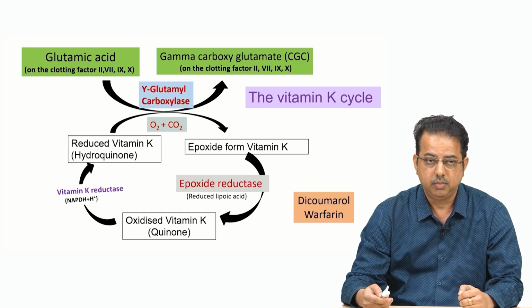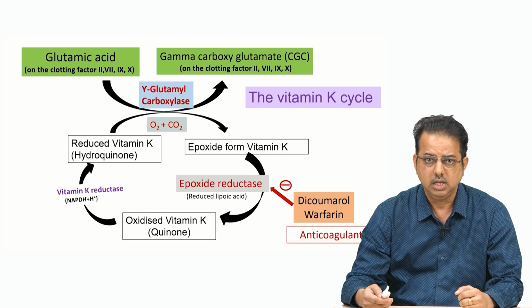Now, there are two compounds, dicumarol and warfarin. They inhibit the epoxide reductase enzyme. Once the epoxide reductase enzyme is inhibited, the conversion of epoxide to the reduced form of vitamin K is inhibited. This in turn will inhibit the activation of clotting factors. So, these molecules dicumarol and warfarin act as anticoagulants. So, that is regarding the first function of vitamin K.